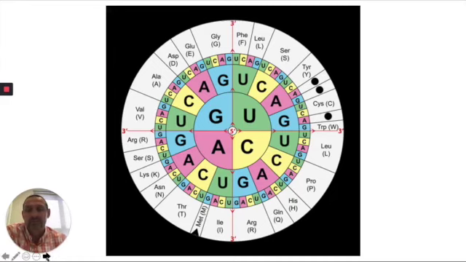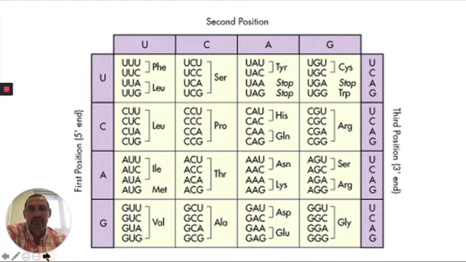Another chart looks like this one. You just read it in a very similar way. This is the first letter. So for example, if the codon was CUU, then I would start here at the C. I go over to the second position from across the top, find a U, and then look for that third letter U. So CUU, that's leucine.